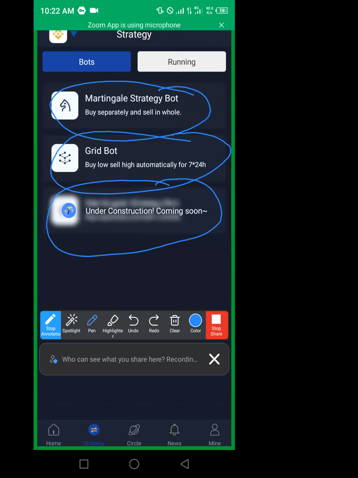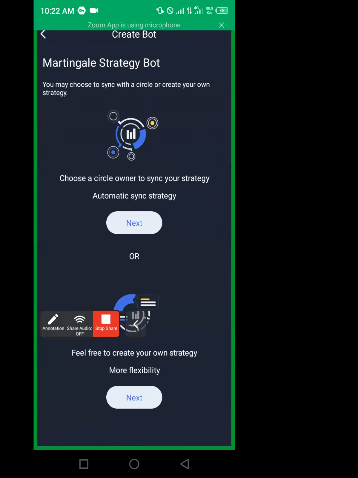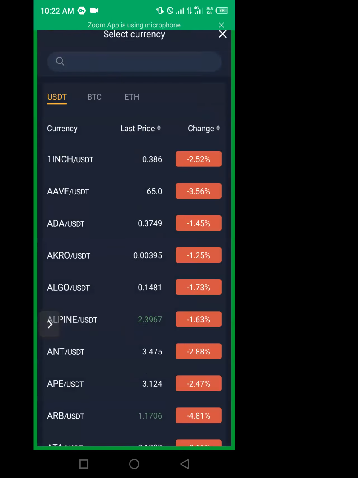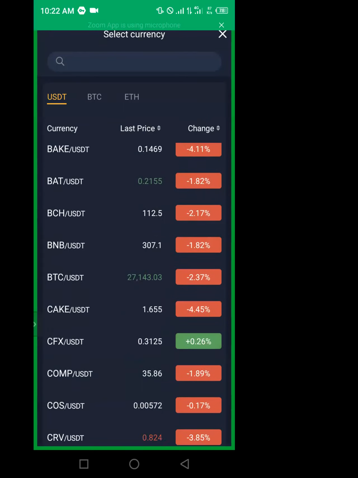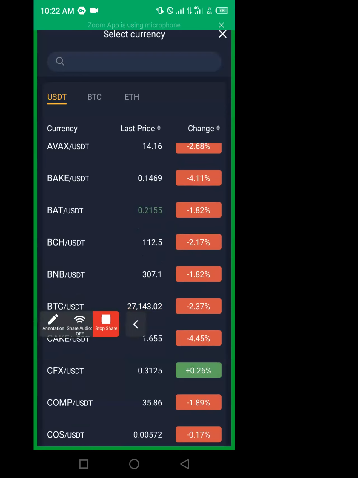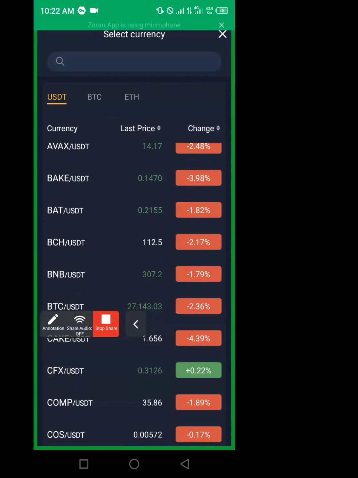Basically, most of us are using the martingale strategy. And always when you come to next here, that's where you find a list of all coins that we are trading in Royal Q. And then we have three markets that we trade with Royal Q. We have the USDT market, the BTC market, and then the Ethereum market. But most of us are trading in the USDT market.